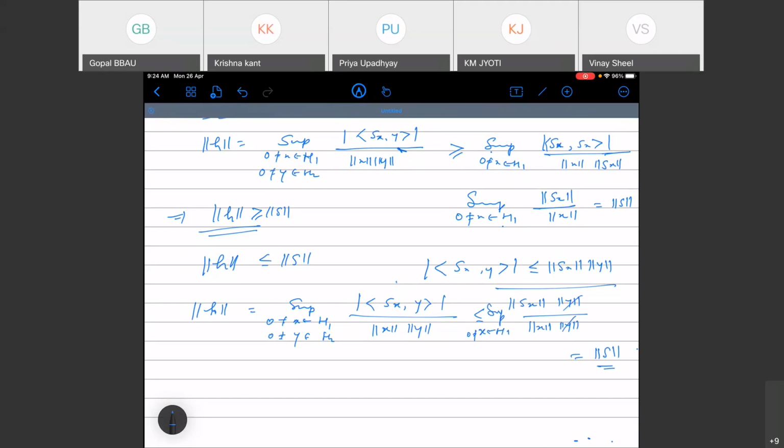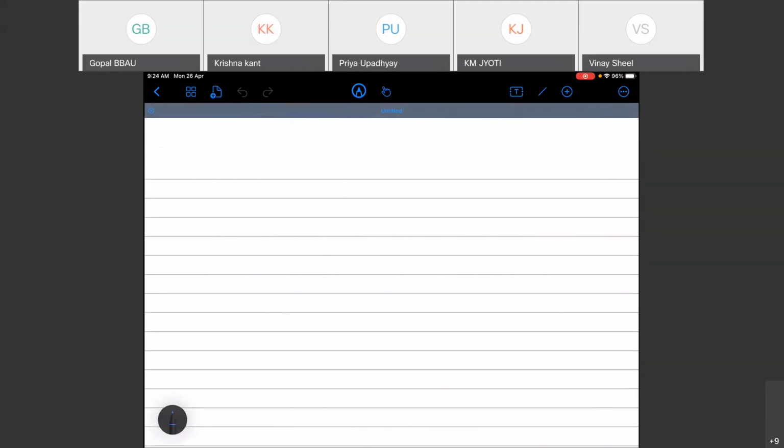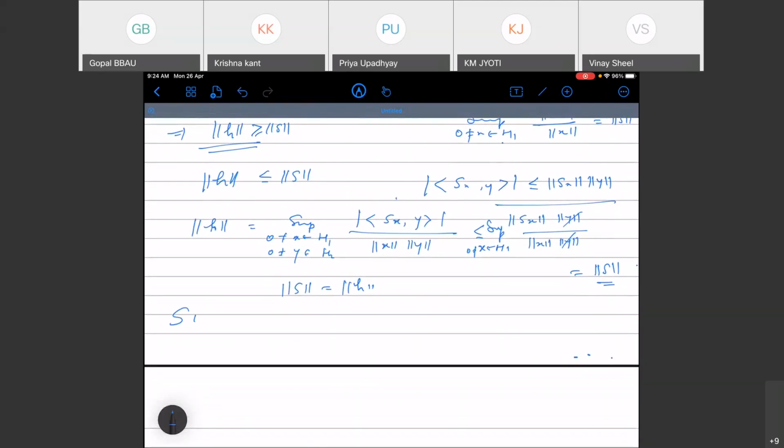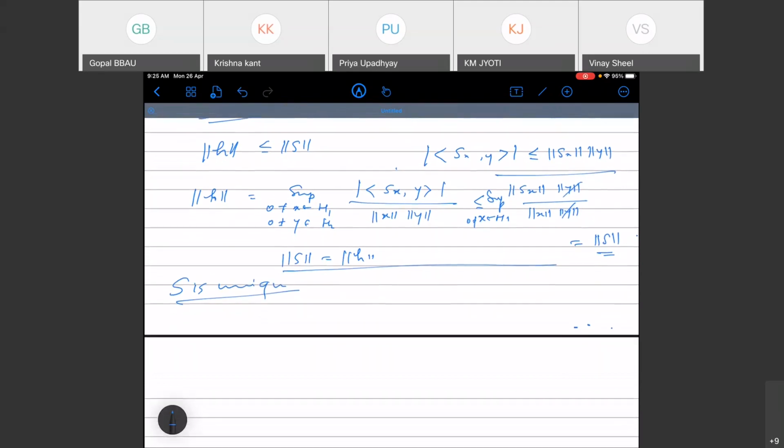So hence norm S equals norm H. Next thing that you will prove is that S is unique, and that is also very easy.